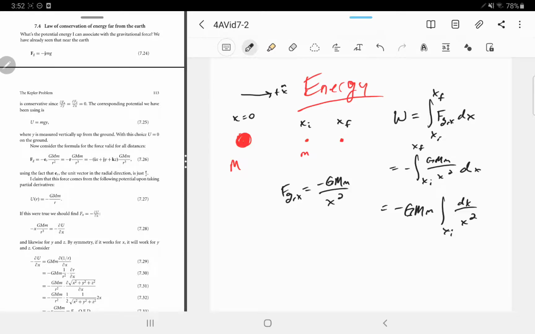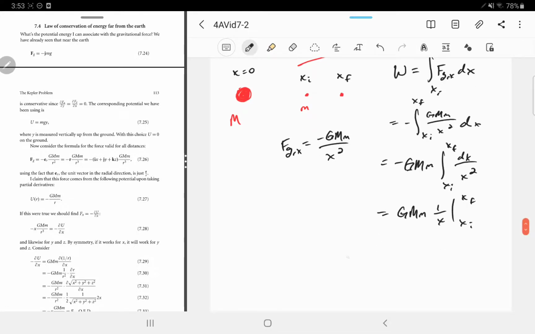Sorry, integrating x to the minus 2 from x initial to x final. Okay, so the integral of x to the minus 2 is x to the minus 1 divided by negative 1. So that turns this negative sign into a positive. This is G m1 m2, and then it's 1 over x evaluated from x initial to x final. So the work, just copying down the first line, looks like this is G m1 m2 over x final. So you plug in the upper limit first, minus this.